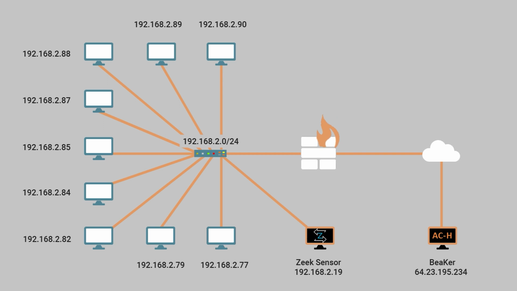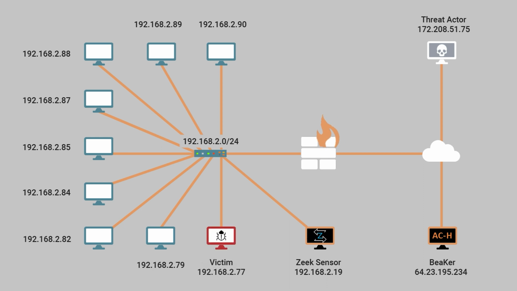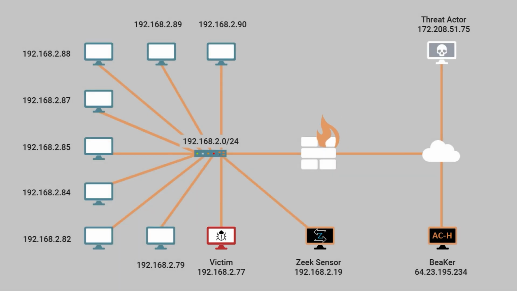So in today's scenario, a threat actor at 172.208.50.175 successfully compromised one of the corporate workstations at 192.168.277 via a chain of infection similar to those reported by other organizations within the last few months. The user of this station unfortunately downloaded an attachment from a sender impersonating a potential supplier. While the attachment masqueraded as an image file, it was actually a shortcut file, that is .lnk.